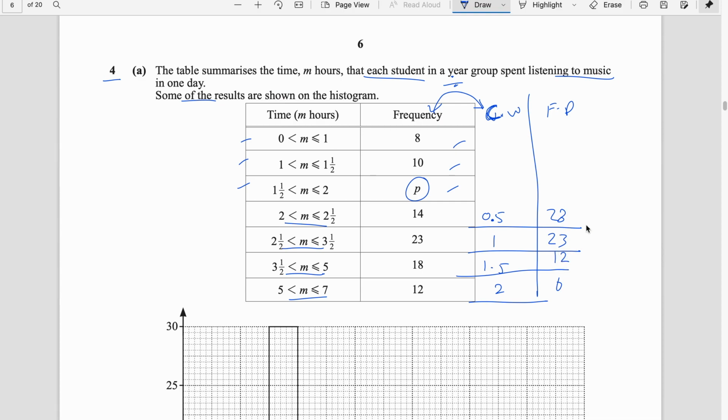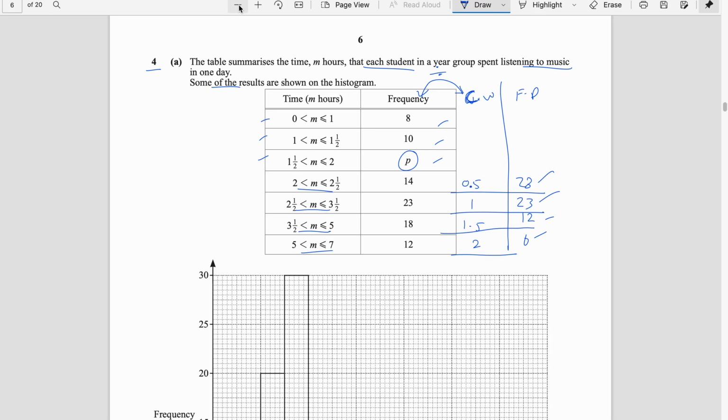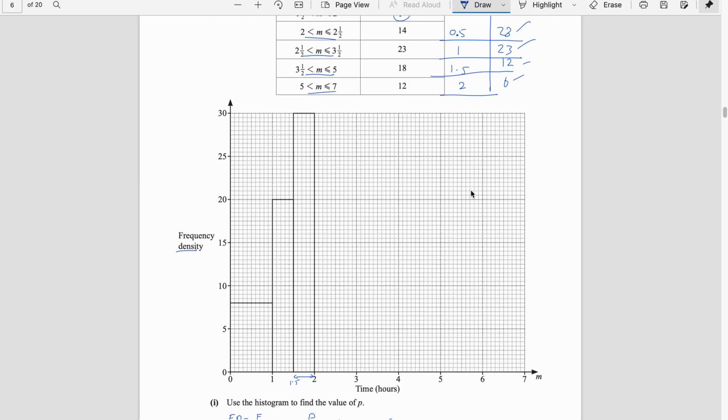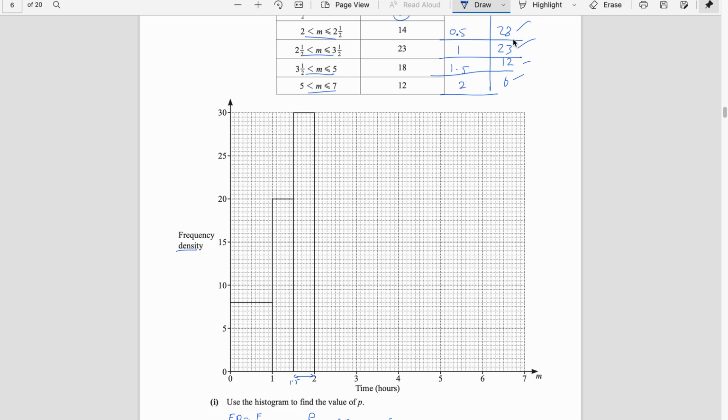Now you have to draw these. We know the x-axis and we know the heights of the bars. So a width of 0.5 and height of 28. So this is height of 28 with a width of 0.5. It would be easier when you draw this on paper using ruler and pencil only. Then the width is 1 and height is 23.